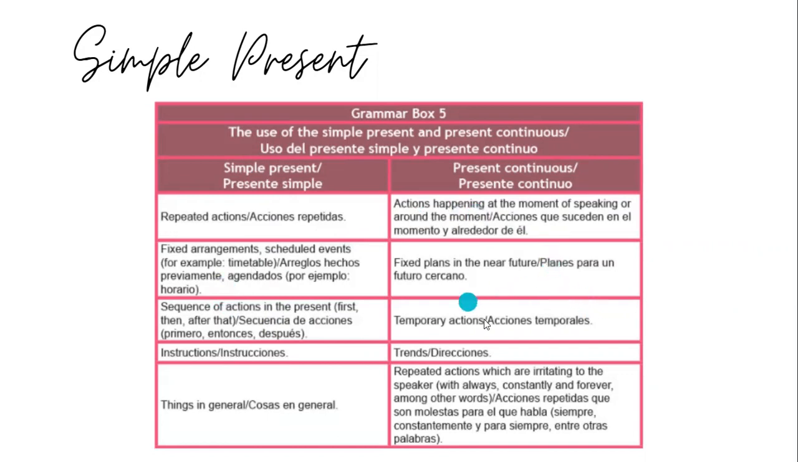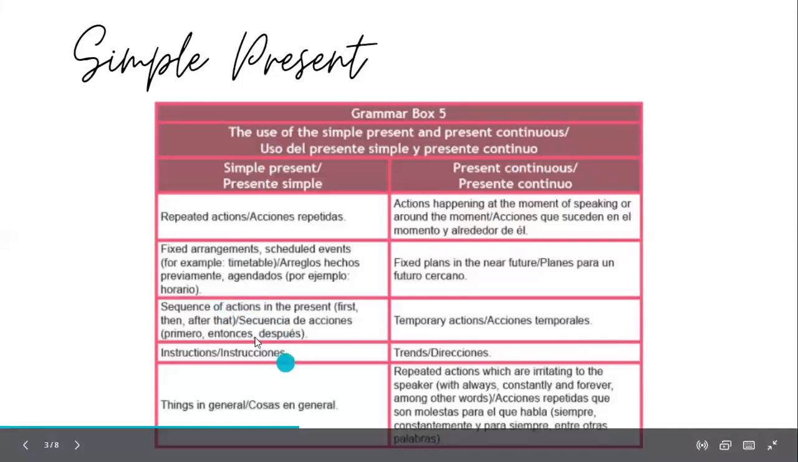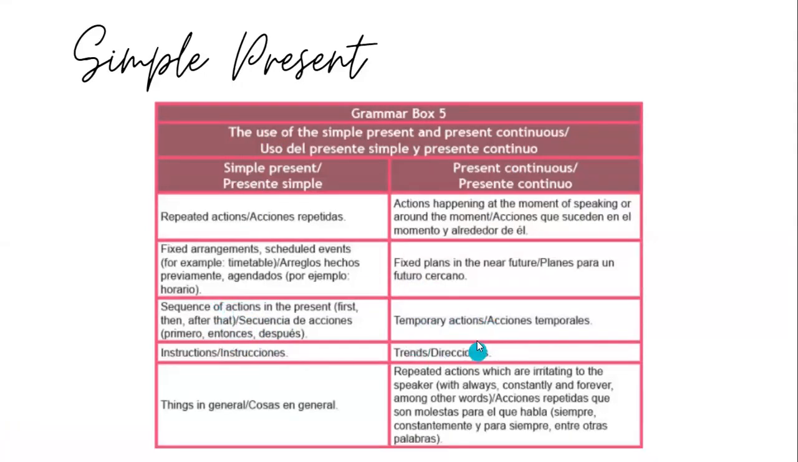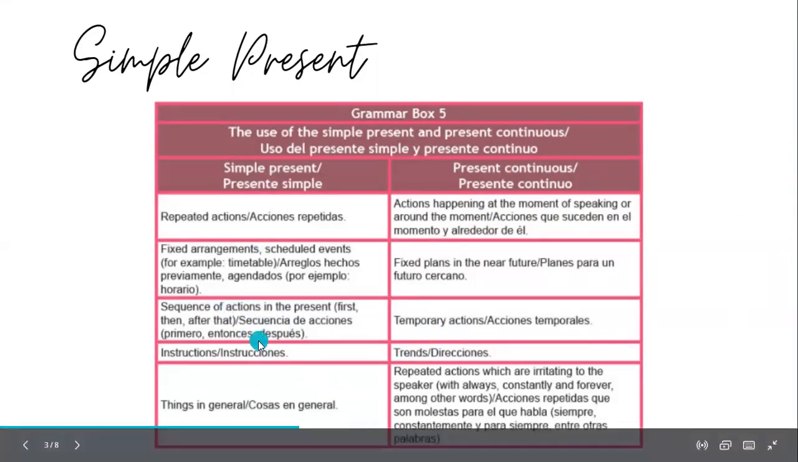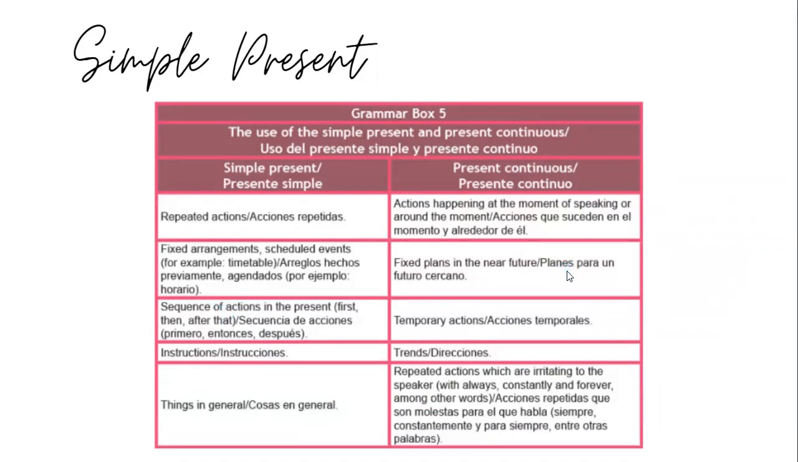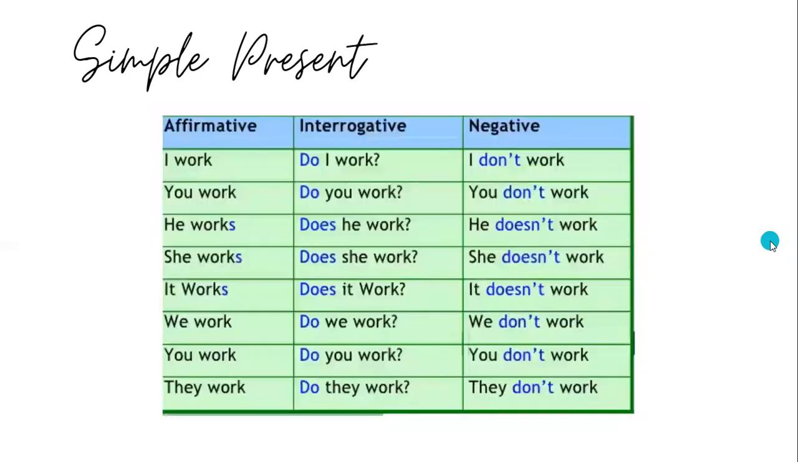Y luego, de nuevo, en el presente simple, la secuencia de acciones va como primero, entonces, después, mientras que en el presente continuo son acciones temporales. Ahora, el presente simple usualmente son para instrucciones y el presente continuo es más como para direcciones. Y ya por último, en el presente simple son para cosas en general y el presente continuo son para acciones repetidas que son molestas para el que habla, o sea, siempre, constantemente y para siempre, entre otras palabras.